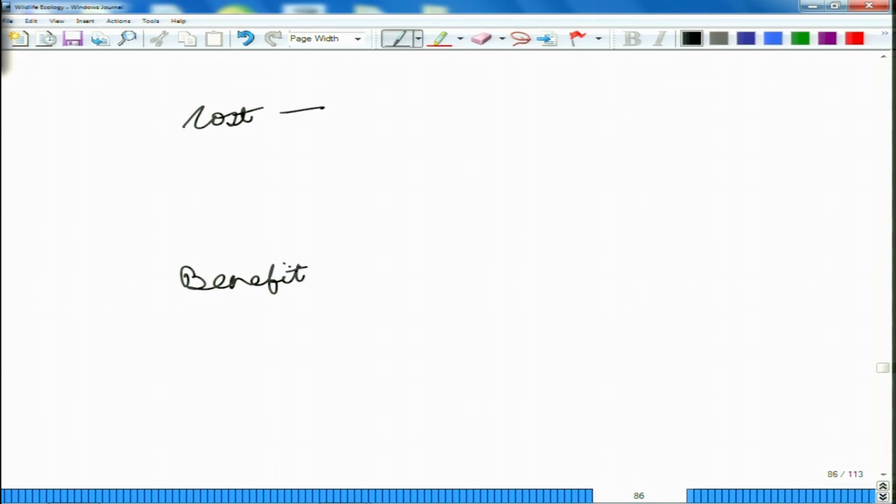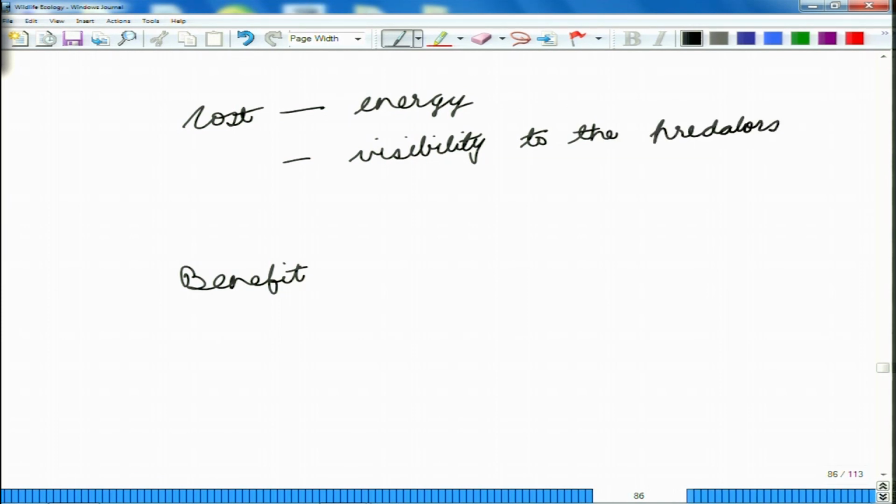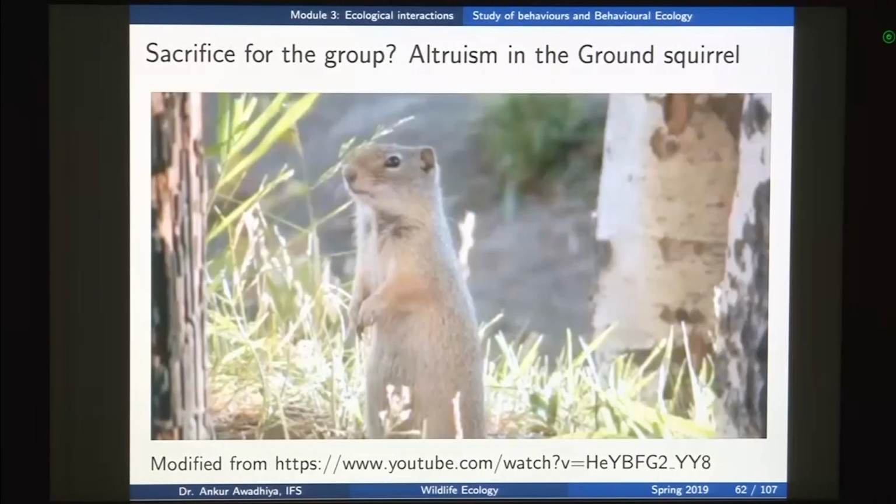The cost is that you are using up your energy to make the alarm call, and the other cost is that you are making yourself visible to the predators. The benefit is that you are able to save the group. Now, the question here is, the cost is something that you are incurring yourself. You can get killed if you make the alarm call. The benefit is something that you are giving to the group, because you are saving not yourself, but the other organisms that are there in the group.